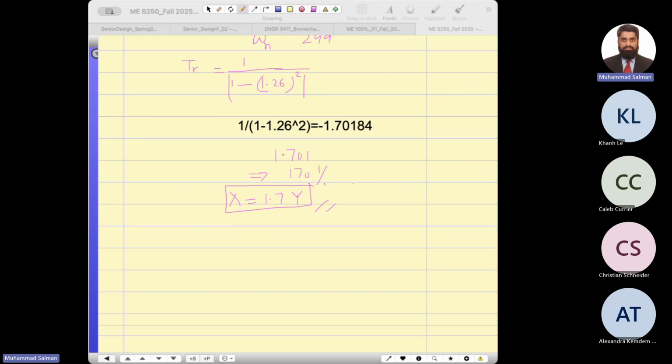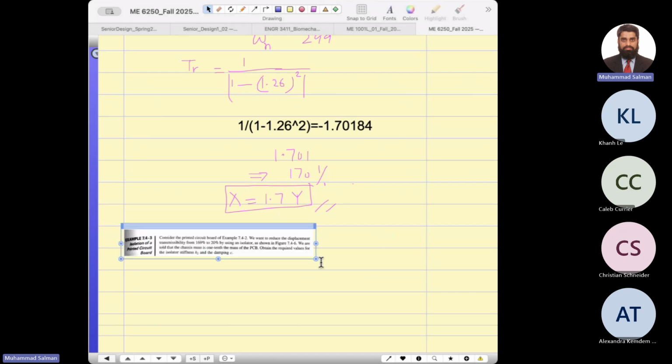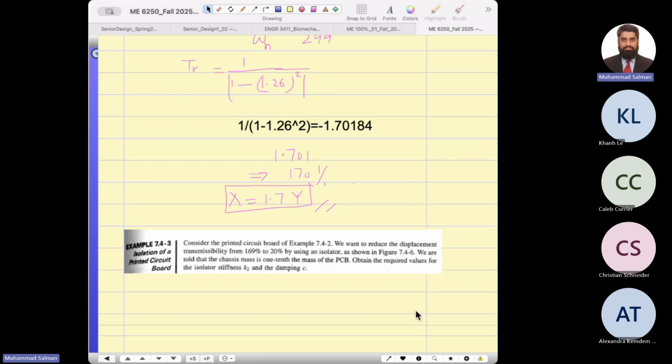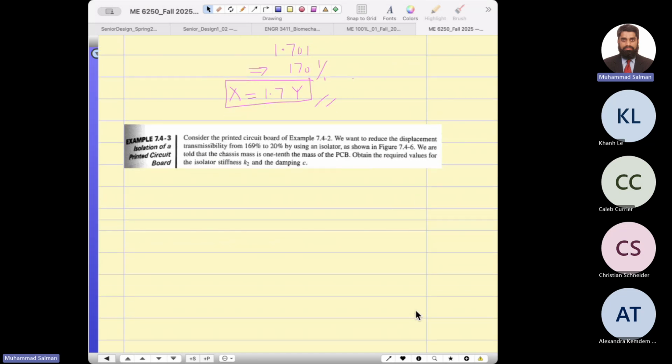Let's do another problem. Regarding this problem, I want to continue. What is the vibration isolator? How do you isolate this 1.7, which is quite high? So how do you reduce this vibration to 20% using an isolator? So the next question, which is related to this question, about 169%: how are you going to reduce it to 20% transmissibility using an isolator as shown in figure 7.4-6? So I'm going to show you.